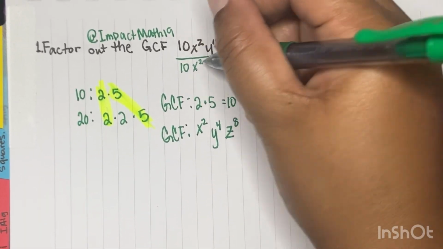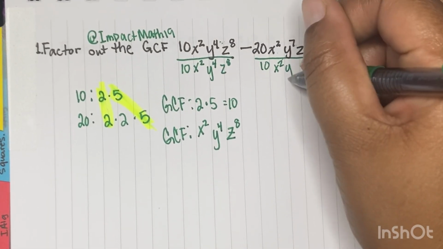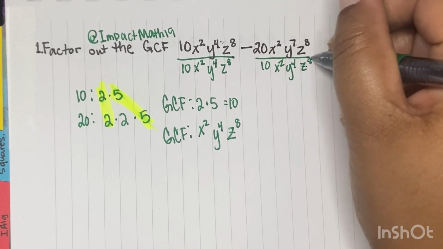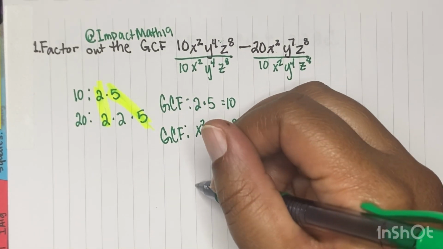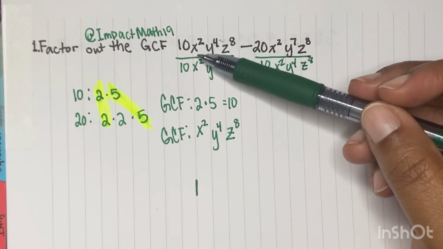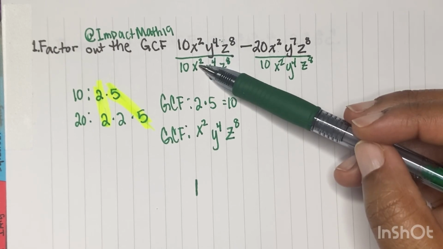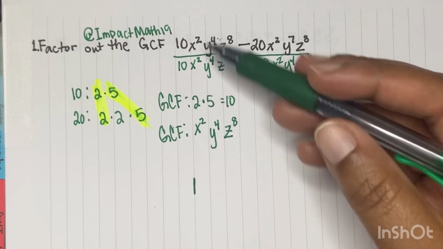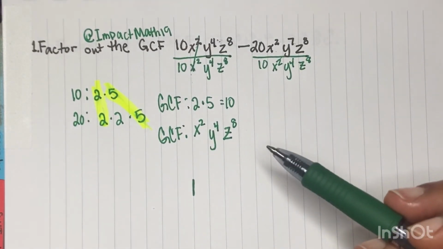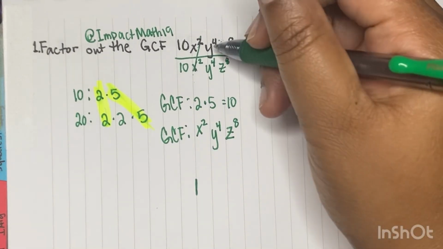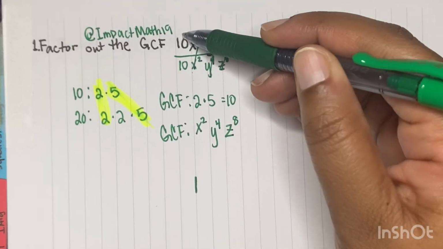So I could just attach that there: x squared, y to the 4th, z to the 8th. Now, 10 divided by 10 is 1. You could put that or not. X squared over x squared: remember, whenever you divide variables, you subtract their exponents. So 2 minus 2 is 0. So these cancel out because you have 2 on top and 2 on the bottom. Y to the 4th cancels out. Z to the 8th will cancel out. So really, we're left with 1 because 10 divided by 10 is 1.